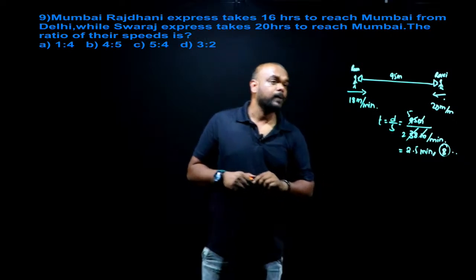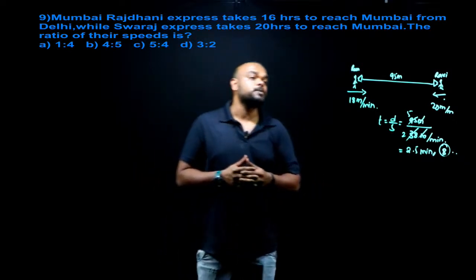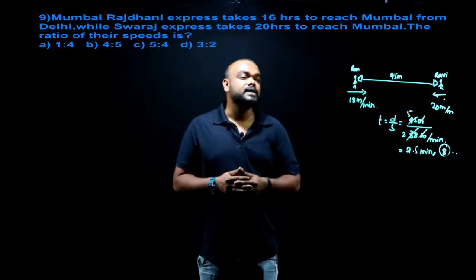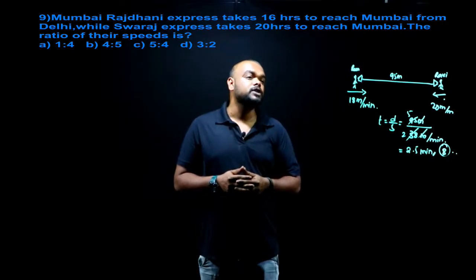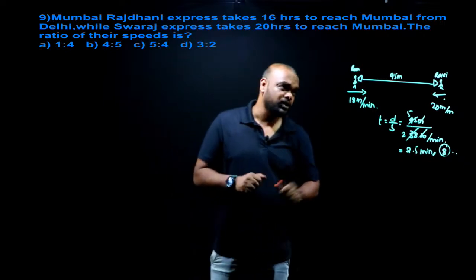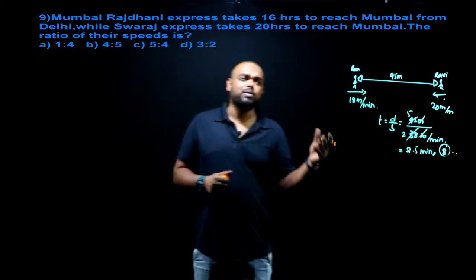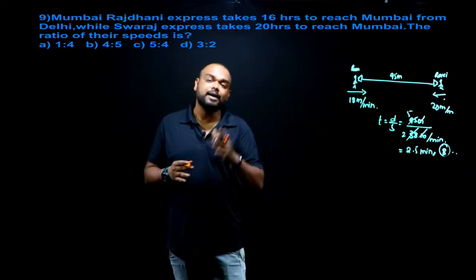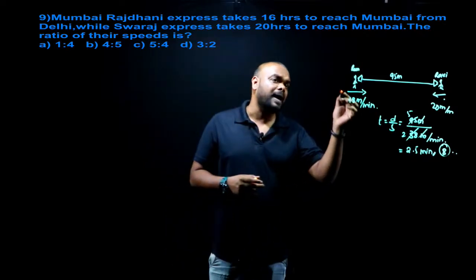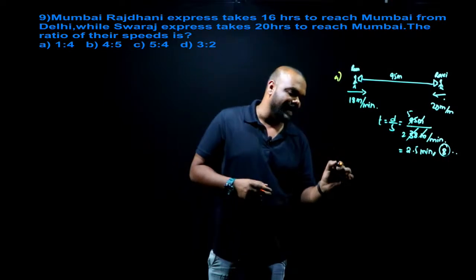Mumbai Rajdhani Express takes 16 hours to reach Mumbai from Delhi, while Swaraj Express takes 20 hours to reach Mumbai. The ratio of the speeds is, look, one simple question here, guys. You need not bother about calculating the individual speeds and then taking the ratio. No, that's a fool's paradise. Do not do that. Observe directly.